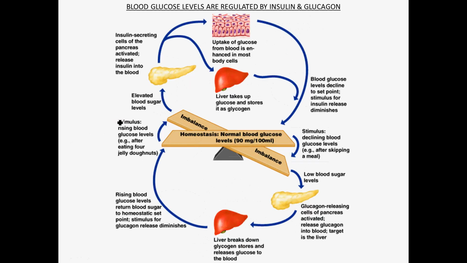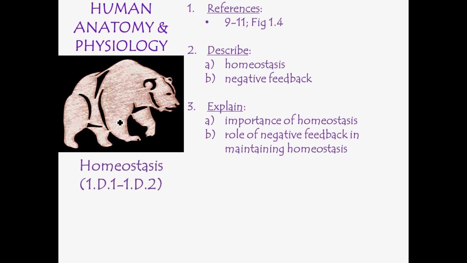Okay. So another example is blood glucose levels, which I can let you look at on your own. If you're curious about insulin and glucagon and diabetes, here's an example of that. But again, normal blood sugar levels are maintained by negative feedback mechanisms. So you should be able to describe in general what we mean by homeostasis, and then a negative feedback mechanism, and compare that to the positive feedback mechanism as well, explaining the importance of homeostasis in maintaining organisms, and then the role of negative feedback in maintaining that homeostasis.